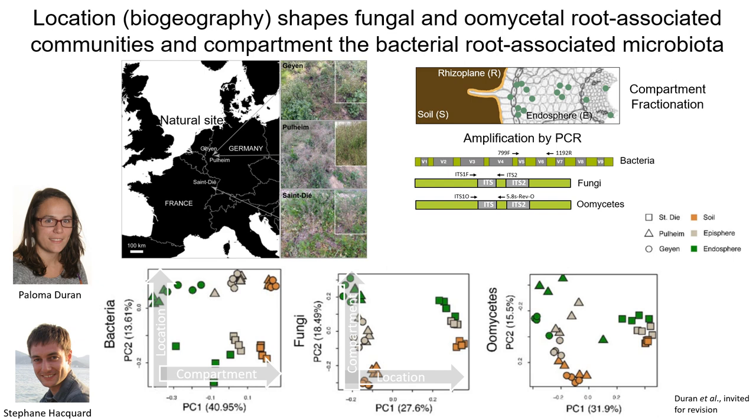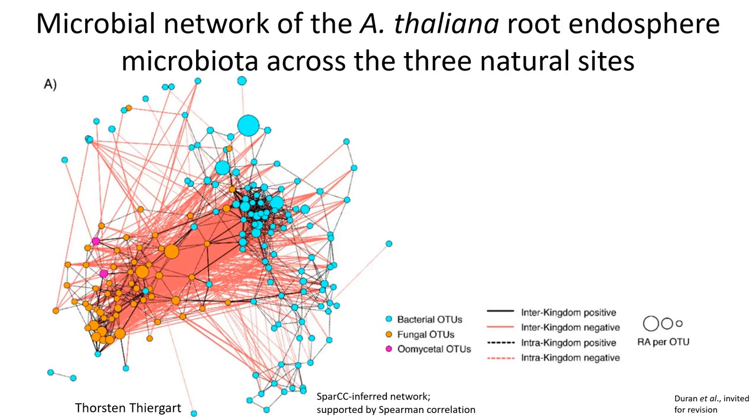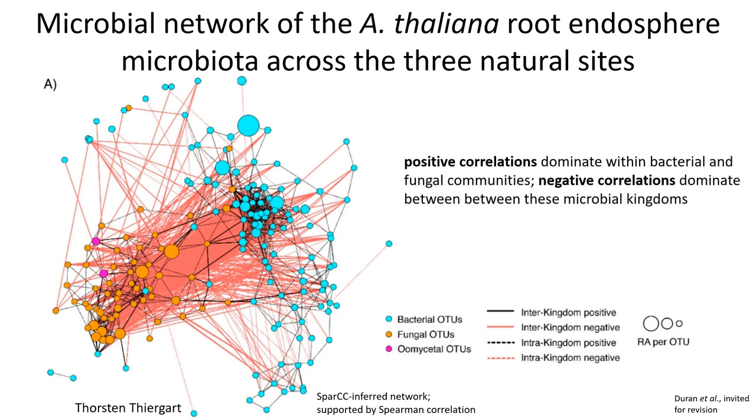Now, Thorsten Thiergart, another computational scientist in the group, utilized this very complex data set to generate an inter-kingdom network of interactions between these bacteria and fungi and oomycetes. And that's shown in this graph, in this network, where we see individual nodes. Each node represents an operational taxonomic unit, bacteria or fungi. The bacteria are shown in blue color, the fungi are shown in orange color, and the oomycetes in pink color. And now important are the edges of this network that is based on sparsity and independently supported by Spearman correlation. And these edges, if they are positive interactions, they are shown in black, and if they are negative interactions or negative correlations, they are shown in red.